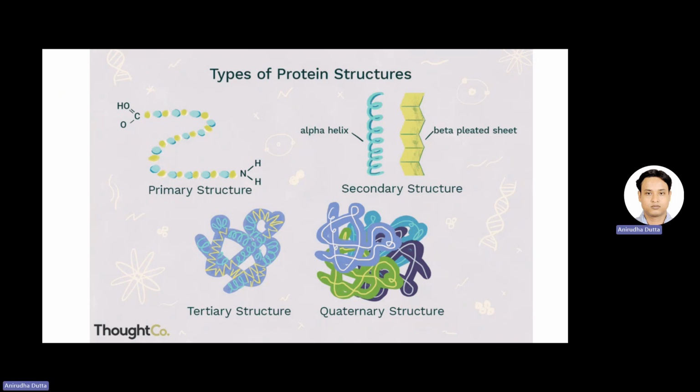Once more than one polypeptide folds together, they form a quaternary structure. Like hemoglobin, it has four polypeptide chains, and it's a tetramer. So our aim is to purify protein in its tertiary or quaternary structure, because these are the biologically active structures.